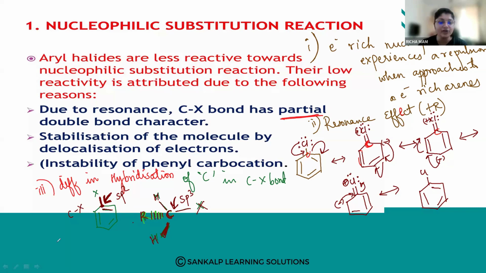Then the next point is the instability of the phenyl carbocation. You have to explain this. In haloarenes, the phenyl carbocation formed as a result of self-ionization will not be stabilized by resonance, and therefore the SN1 mechanism is ruled out. So when we are writing the phenyl carbocation, just a second.